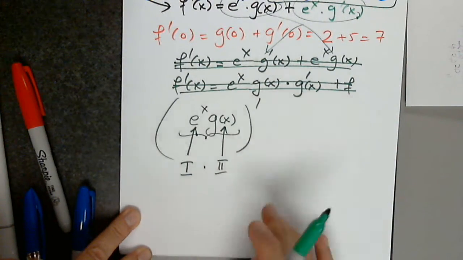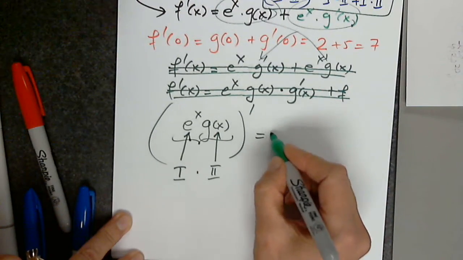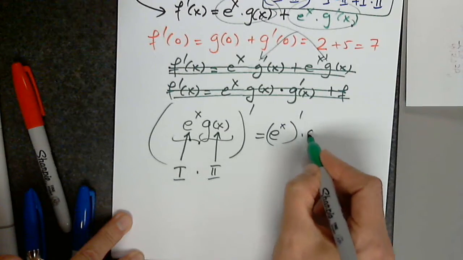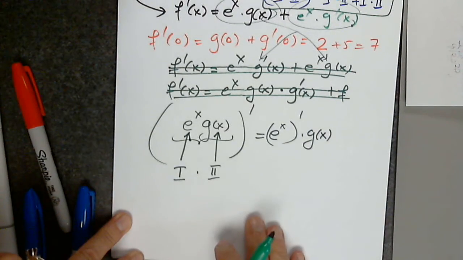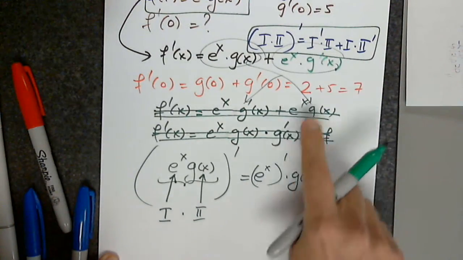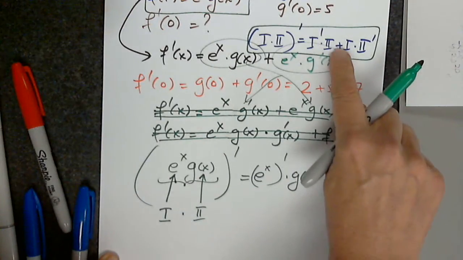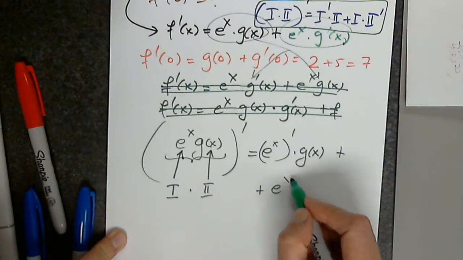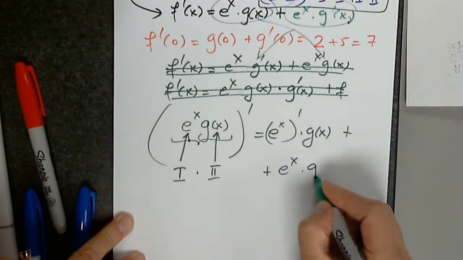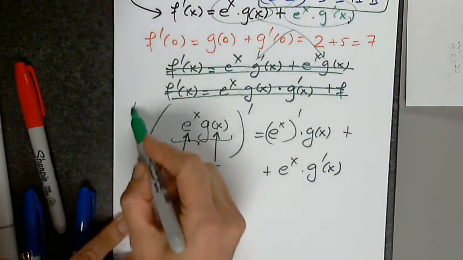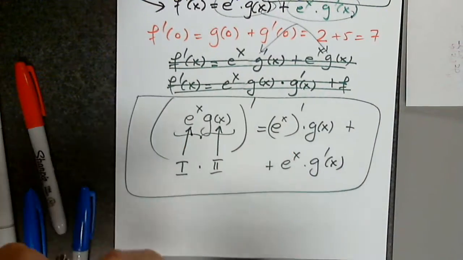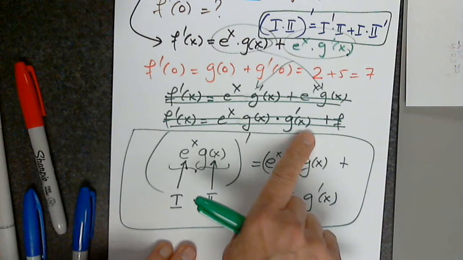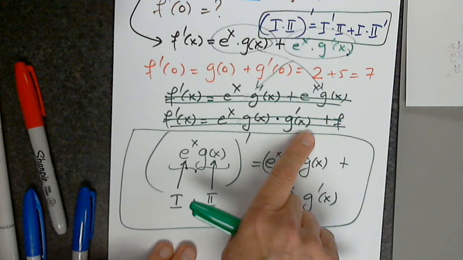And when I differentiate the product, if you're using my rule, I have e to the x prime multiplied by g of x, plus e to the x multiplied by the second function prime. This is one way of expressing the product rule. You can have three functions like the ones you gave me here.